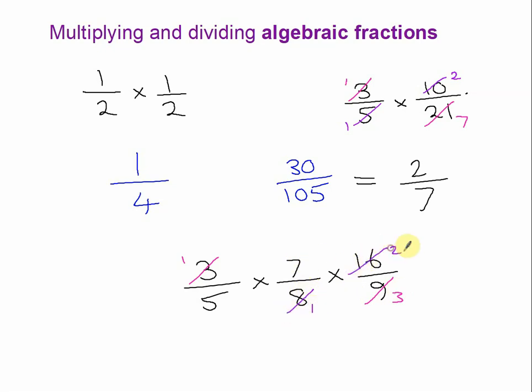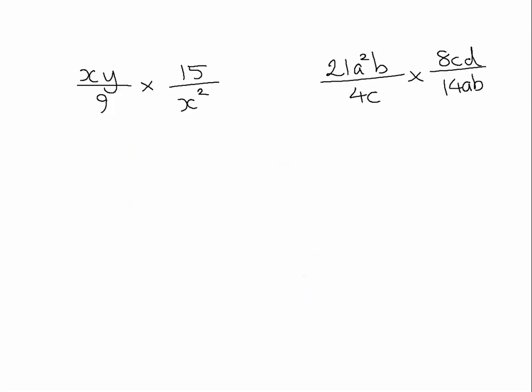So that'd be 1 and that would be 2. That's all the cancelling I can do for this question. Sometimes there isn't any, but it's really important to understand any numerator with any denominator. So let's move on. Okay, here we go.